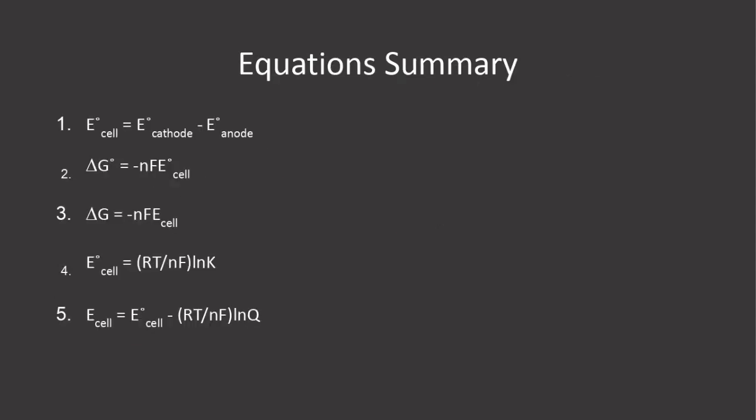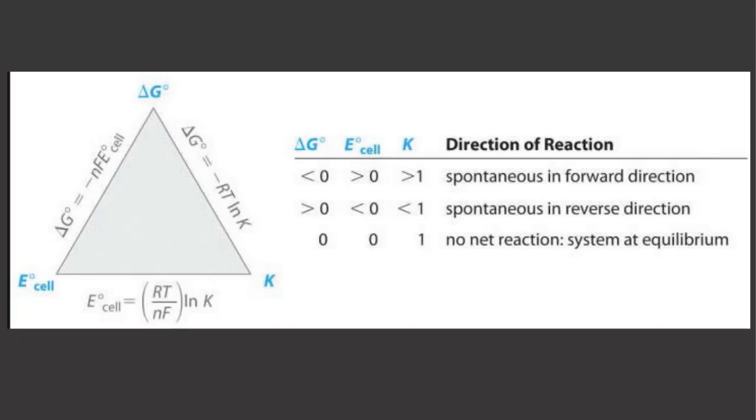So here's just a summary of the equations, if you just want a list of which equations you'll need to know. And then here's a nice little chart which relates delta G, E, and K under standard conditions. We have our equations that go from delta G to E, and then we have our E to K equation, and then our delta G related to K. So as you can see, all three are related.